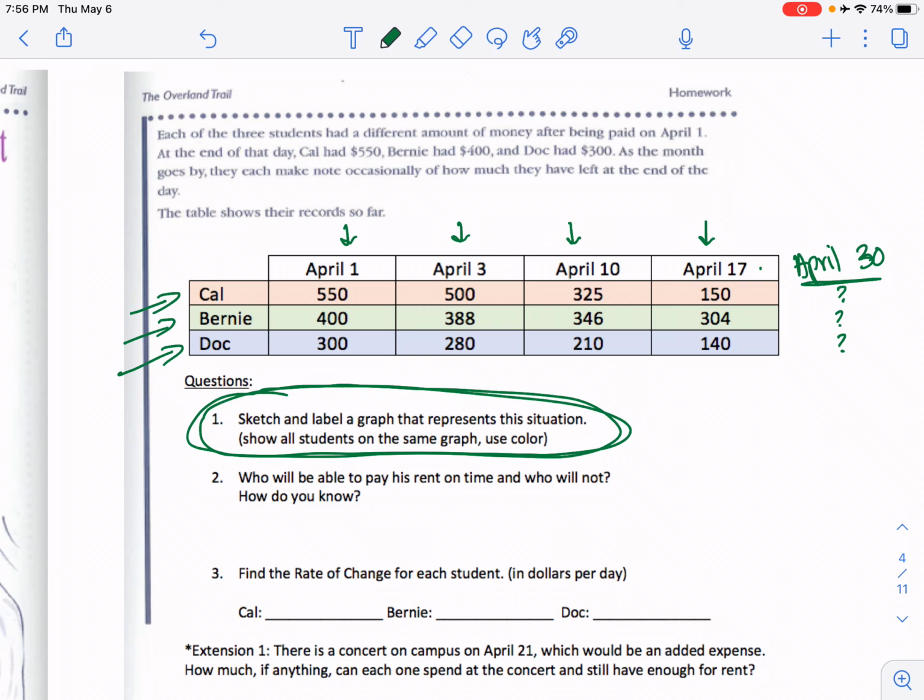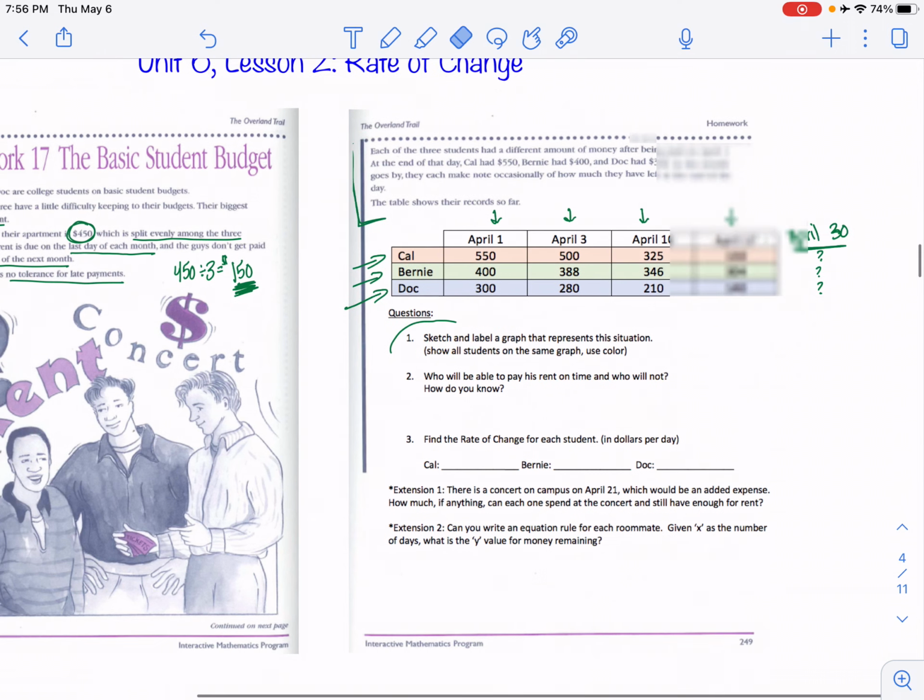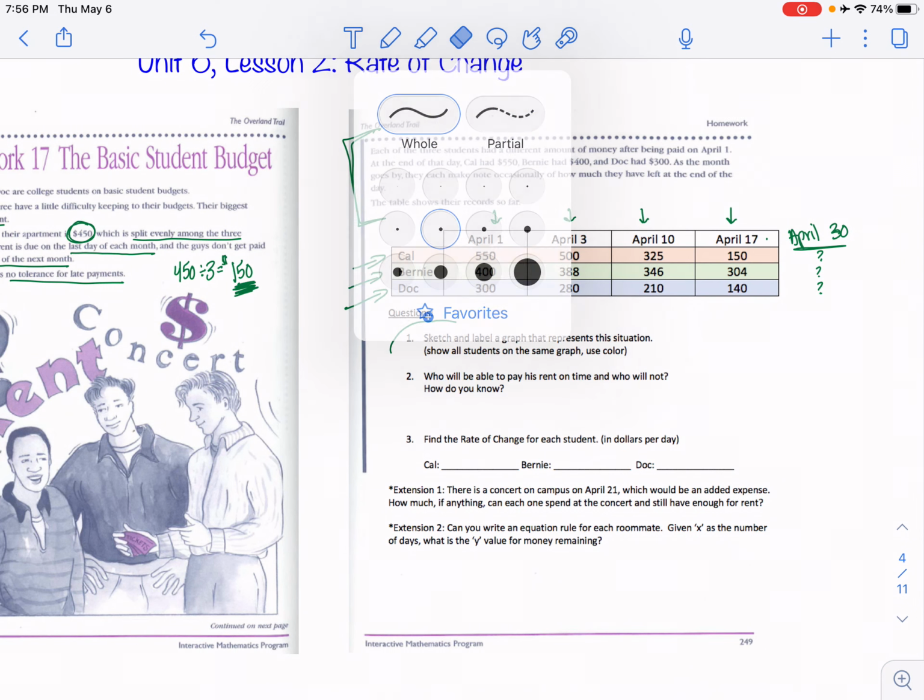And maybe I should read this real quick. It says each of the 3 students has a different amount of money after being paid on April 1st. At the end of that day, Cal had $550, Bernie had $400, and Doc had $300. As the months go by, they each take note occasionally of how much money they have left at the end of the day. So they're all spending money a little bit differently.